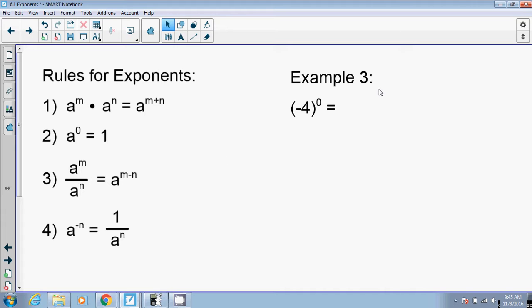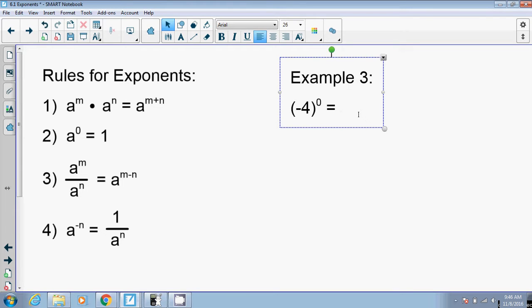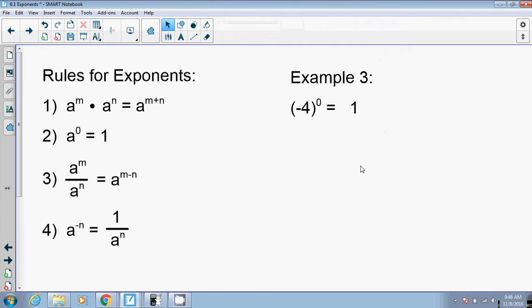So in this third example, we want to simplify -4 to the 0 power. A rule of the exponents is whatever base you have raised to the 0 power, you get 1. So whatever base, which in this case is -4, we have raised to the 0 power, we know that our solution is going to be 1. Simple as that. It doesn't matter what's inside those parentheses. Anytime we have it raised to the 0 power, we get 1.